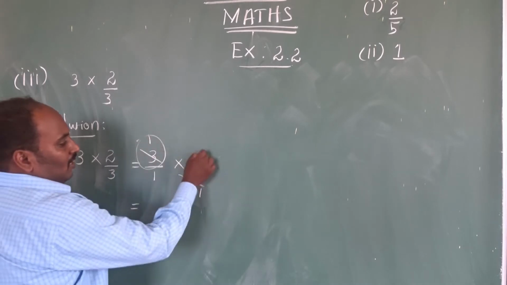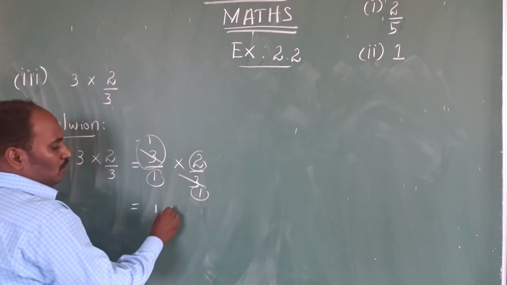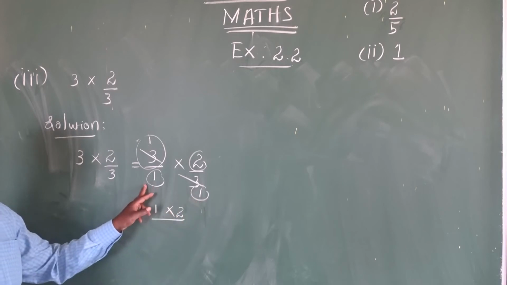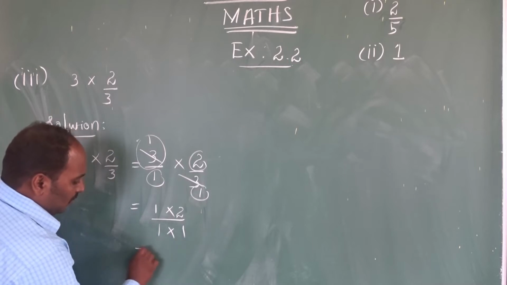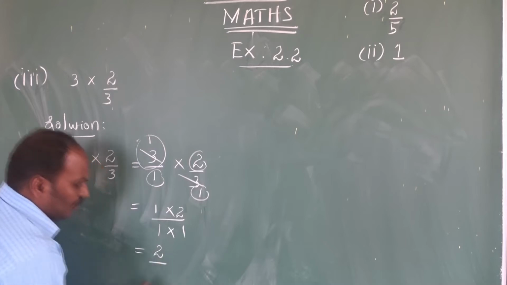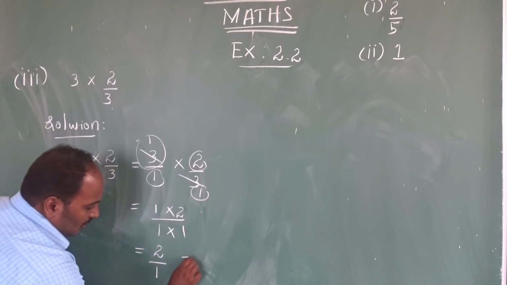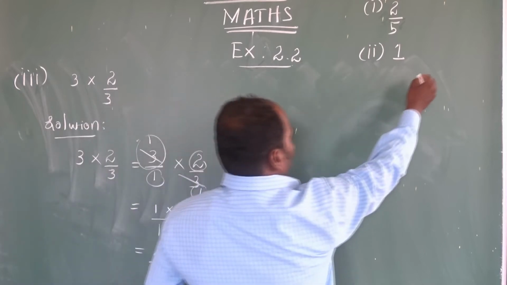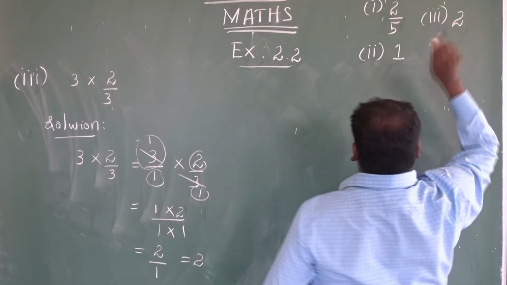We multiply numerator and denominator. Our numerator part is 1 into 2, and the denominator part is 1 into 1. 1 into 2 is equal to 2, and 1 into 1 is equal to 1. 2 divided by 1 is equal to 2. So the third answer is 2.